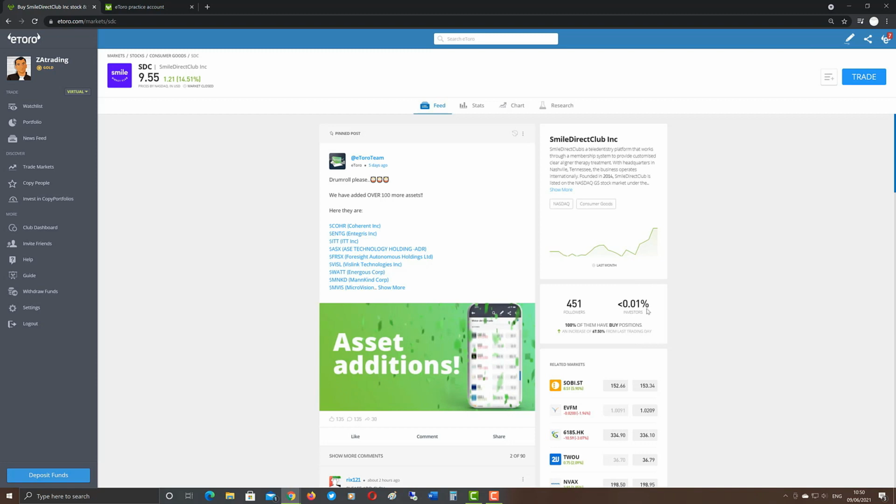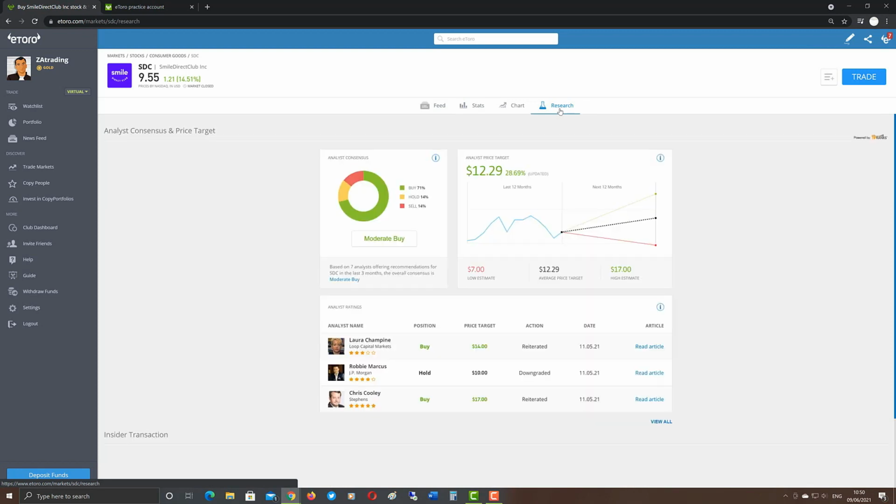So if we look at a few things for this stock, let's take a look at some research, see if there's anything available. And you can see good analyst ratings against it. So there's analysts who are recommending buy. There's an analyst who's recommending hold. There's another analyst who's recommending buy.